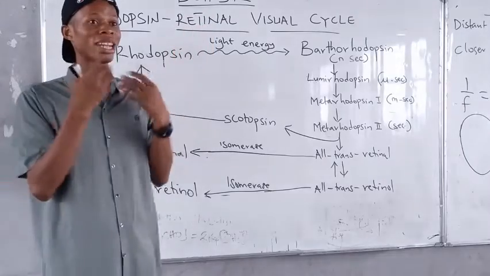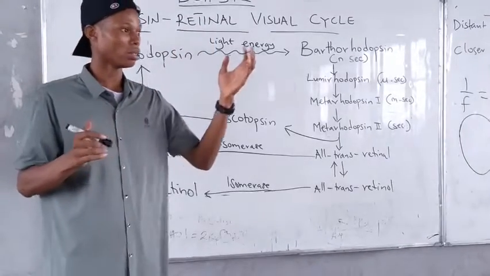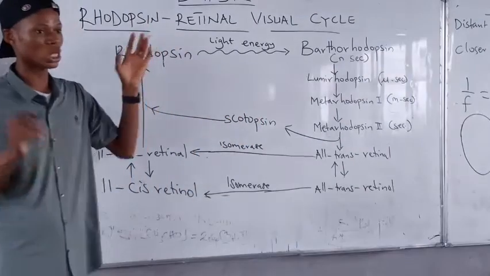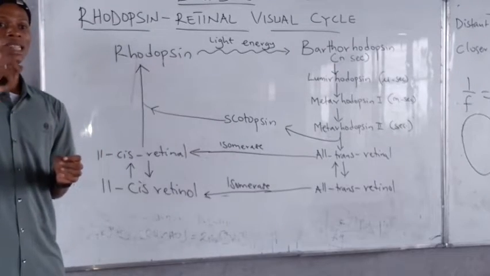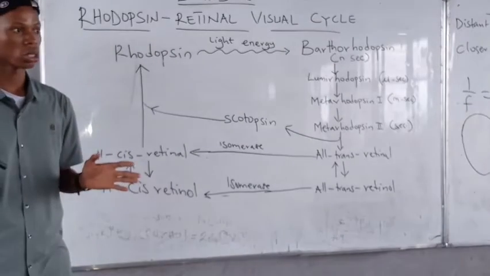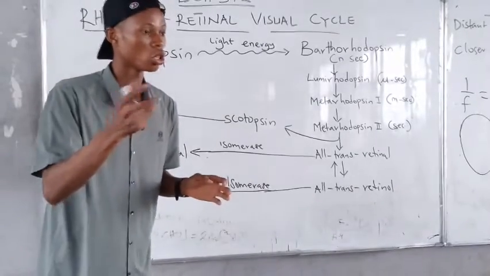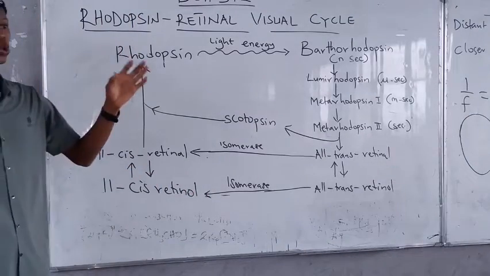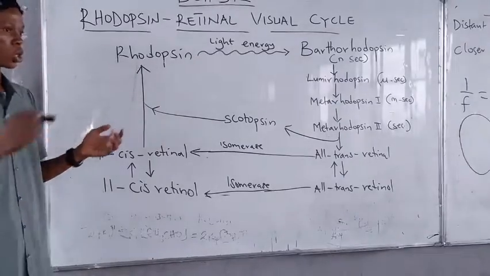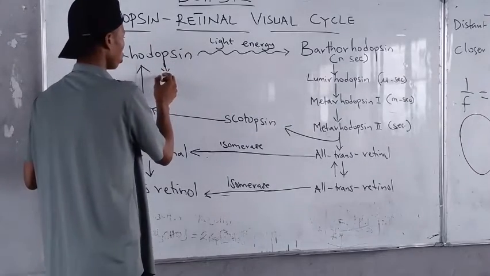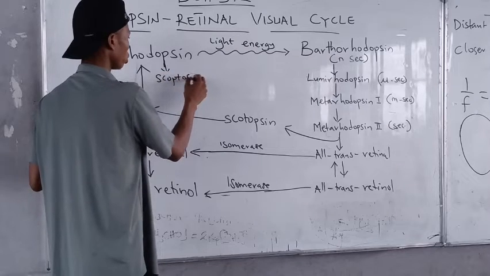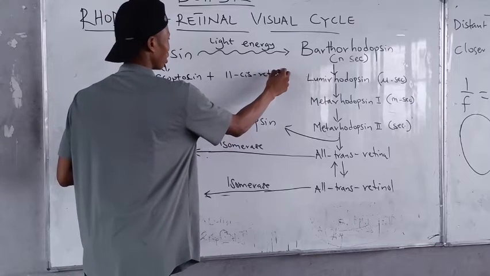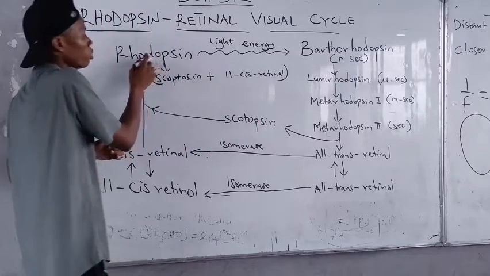Now, we said the light-sensitive pigments in the retina are the rod cells and the cone cells. But now we are taking the rod cells first. The rod cells, we say the light-sensitive pigment in the rod cell is what? Rhodopsin, right? Rhodopsin, good. Now, that rhodopsin is made up of two things. We said it's made up of what? Opsin and what? 11-cis-retinal. This is what makes up this rhodopsin.